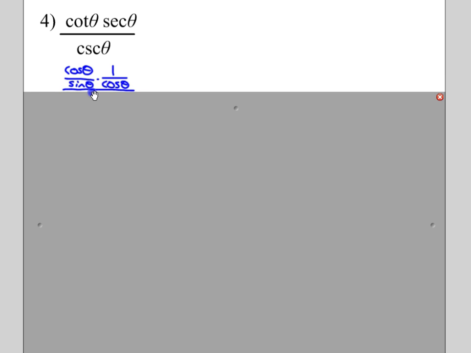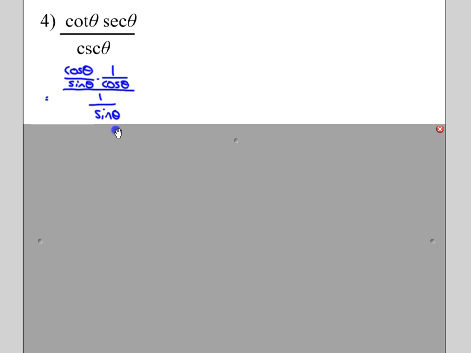Number 4. This one has a fraction already, so we know we're probably going to be getting a complex fraction. So why don't you substitute what you know for each one of those 3 trig expressions and then play the recording. Hopefully you made substitutions. You put a cosine over sine for cotangent, you put 1 over cosine for secant, and then 1 over sine for cosecant.